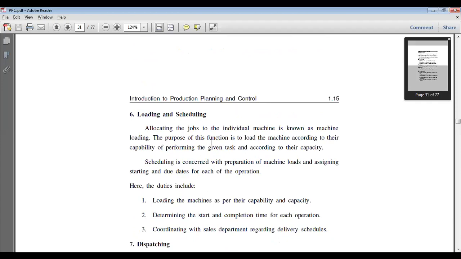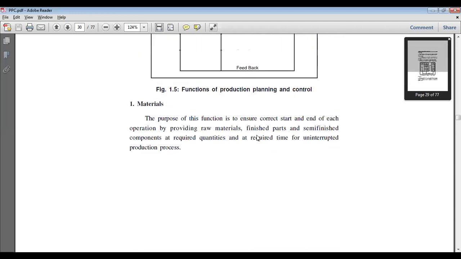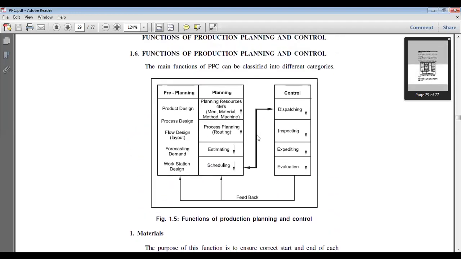Allocating the jobs to individual machines is known as machine loading. The purpose of this function is to load the machines according to their capability of performing the given task. So we need loading of the material on the machines. This is also determined, and scheduling, as I just told, is the correct scheduling of the machine, and controlling. So this is the function.